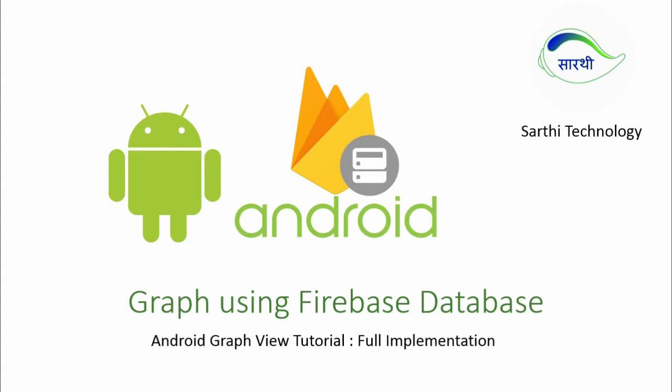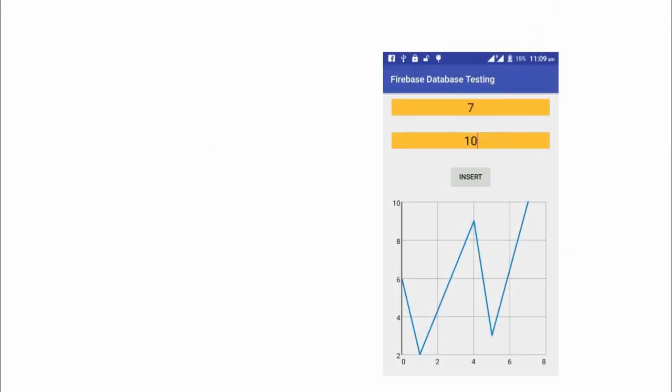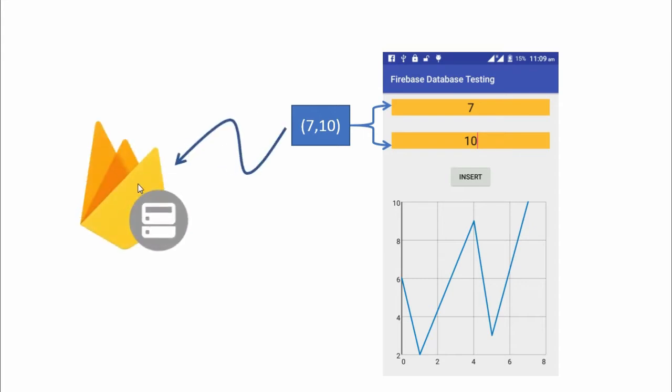In this video, we will learn how to create a graph using Firebase Database. So in this example, we have two edit texts. One is for X value and another is for Y value. When we click on this insert button, these two values will be wrapped in an object, and this object will be saved in the Firebase database. And at the same time, using this value we will create a graph.